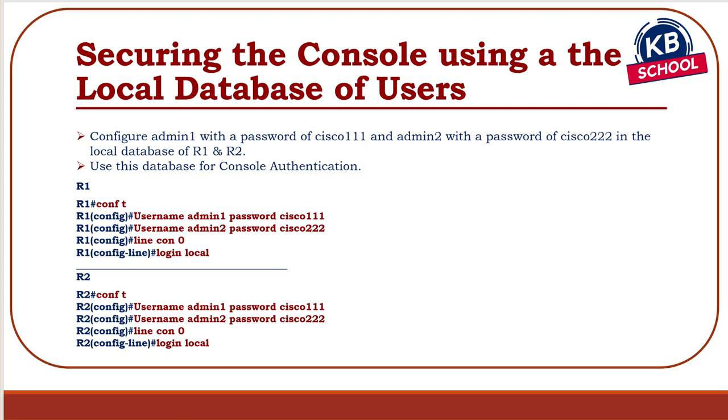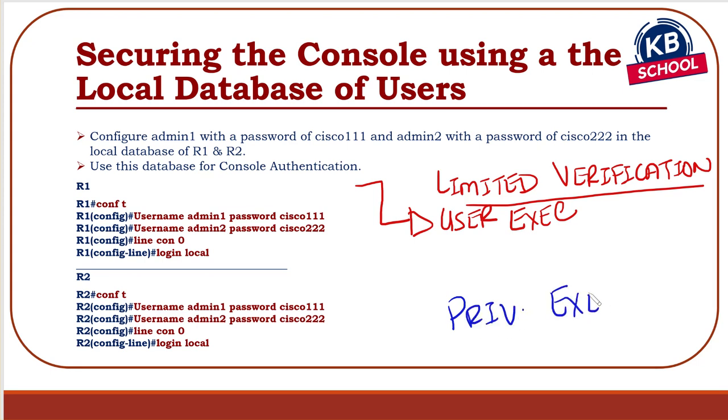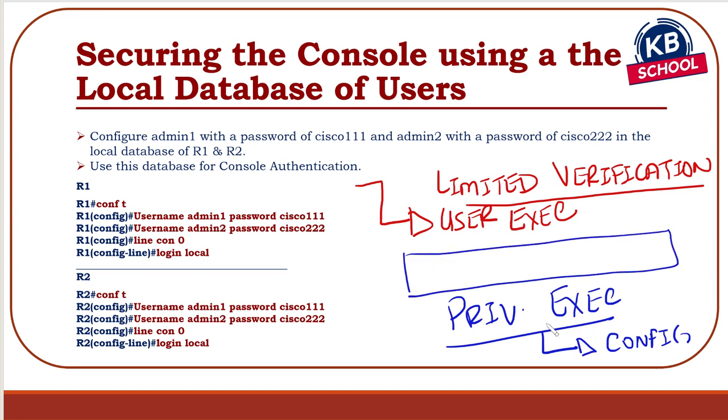Now the next thing that I'm going to talk about is to protect the second level of authentication. That is, once the user gets into that limited verification mode, which is the user exec mode. Let's say you want certain users just to get into this level, the user exec level. I don't want the user to proceed to the next level, which is the privilege exec mode. Privilege exec mode gives you access to all the verification commands and also allows you to jump into the config mode. So I want to protect my privilege exec as well.